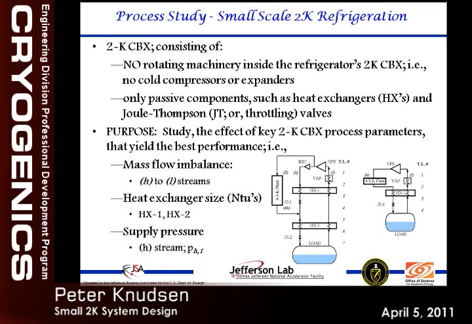A portion of the stream goes to the plant, and a portion in here injects it. There are various configurations, so this will change, but just to give you an idea of what you'll be looking at when you see the pictures later on, I wanted to give a description. So this mass flow imbalance here is basically the ratio between the mass flow on this side and the mass flow on this side of this 2K cold box. The heat exchanger sizes are these heat exchangers here, or this one here, for example. And the supply pressure is going to be this supply pressure on this side right here, here, here.